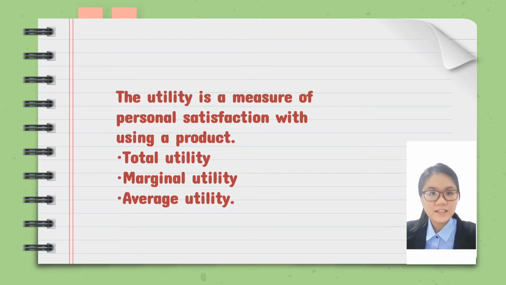Utility refers to the personal satisfaction from using a product, and there are three types of utilities, namely total utility, marginal utility, and average utility. There are two methods for measuring utilities, that is the cardinal approach and the ordinal approach.